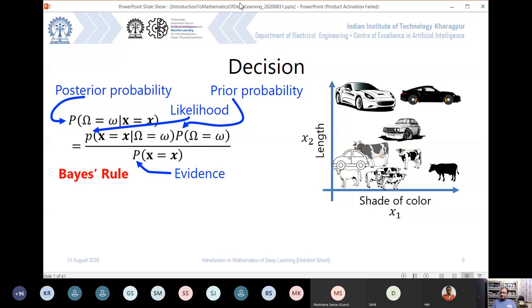Now, what I want you to do is use this Bayes rule, and based on the experimental data which you have, which we will start calling a training set, can you give me the posterior probability of encountering either a cow or a car if I give you this combination of x1, x2? I tell you the length of the object we have encountered and the shade of color of the object. Can you tell me what type of object we encountered, whether a cow or a car, in this particular problem? So what do you think you can do? Can you start with this particular data which is given over here?